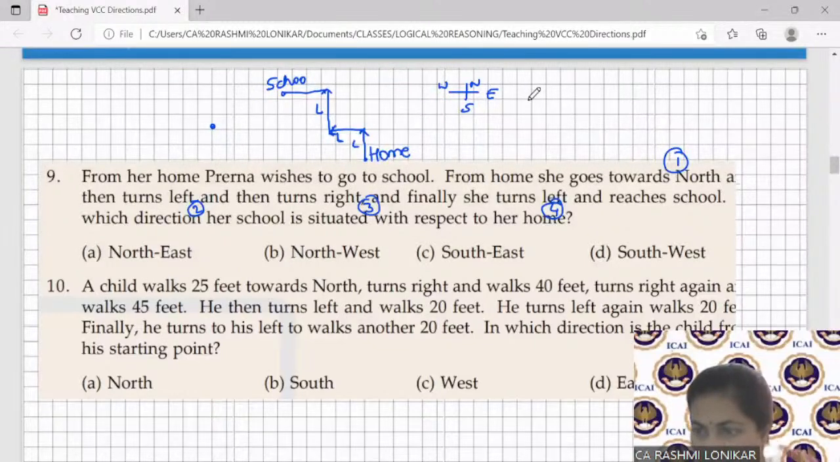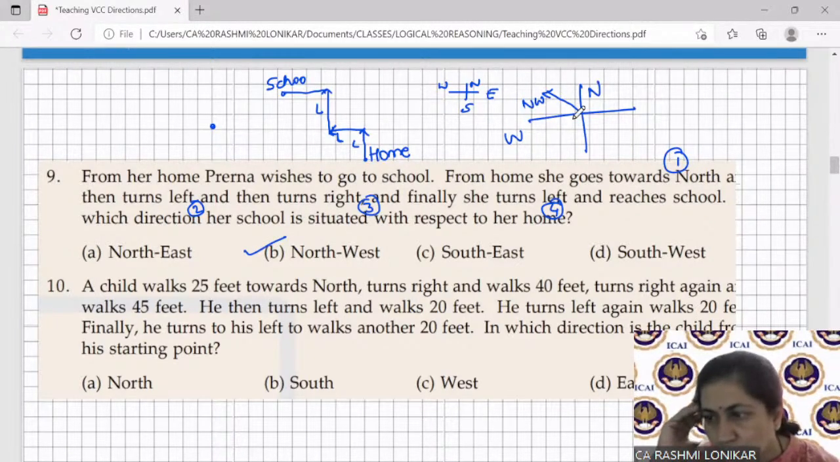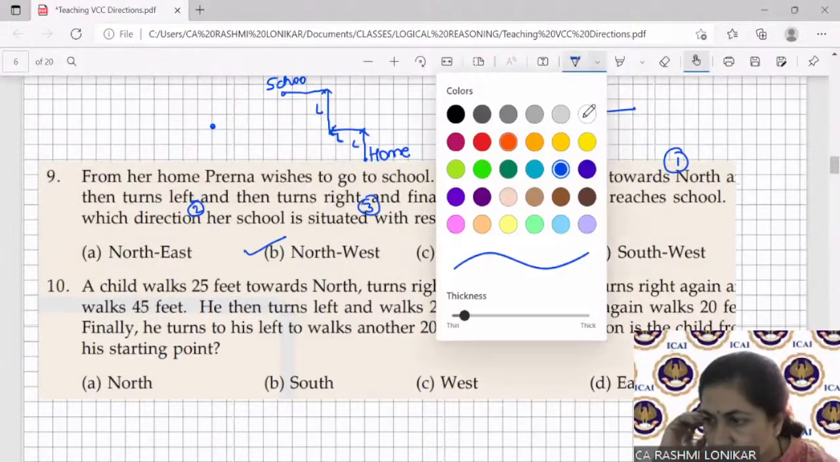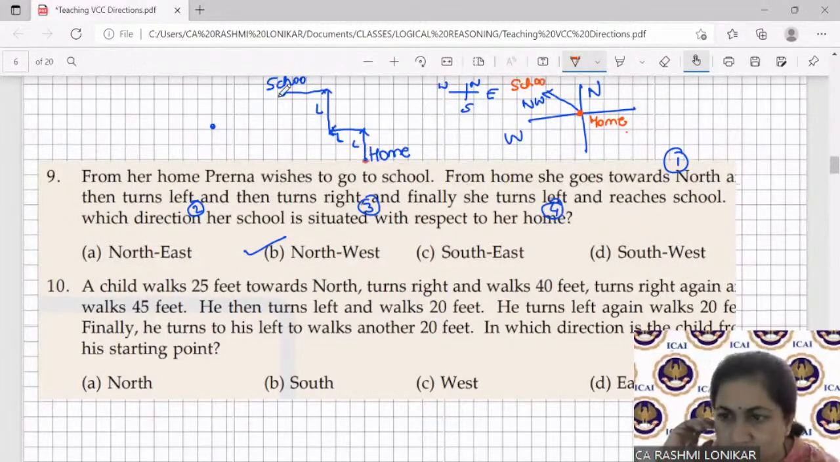Now, which direction is this? Can you see? This is my north, and this is my west. So which direction is this? This is my northwest. Which direction is her school situated with respect to her home? This is her home, and this is her school. Can you see? So which direction is this? This direction, that is the northwest direction.